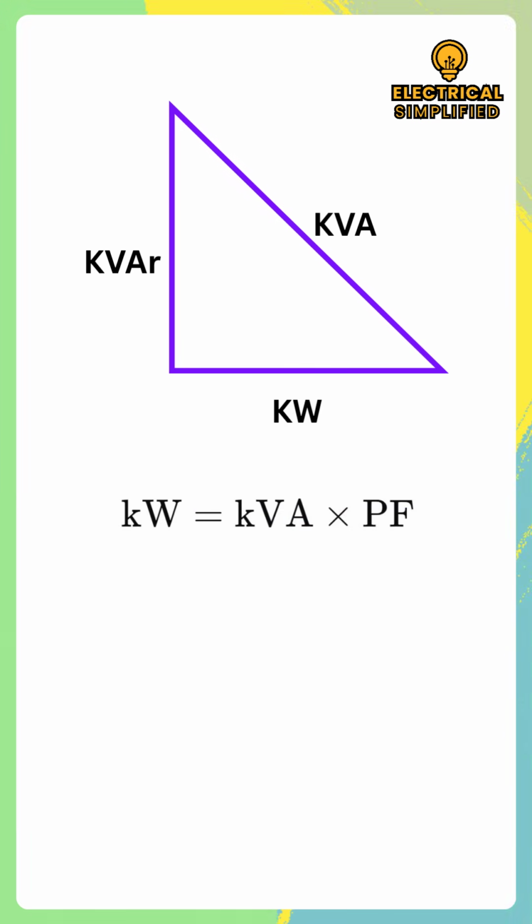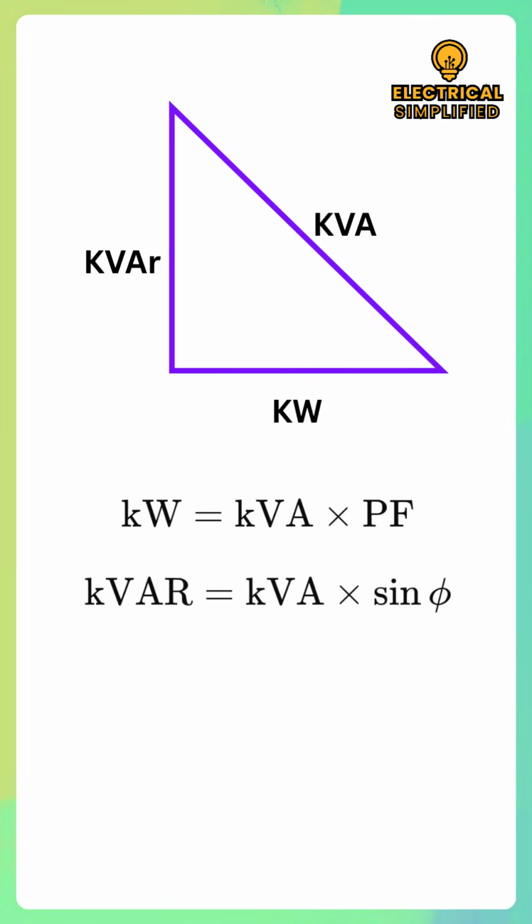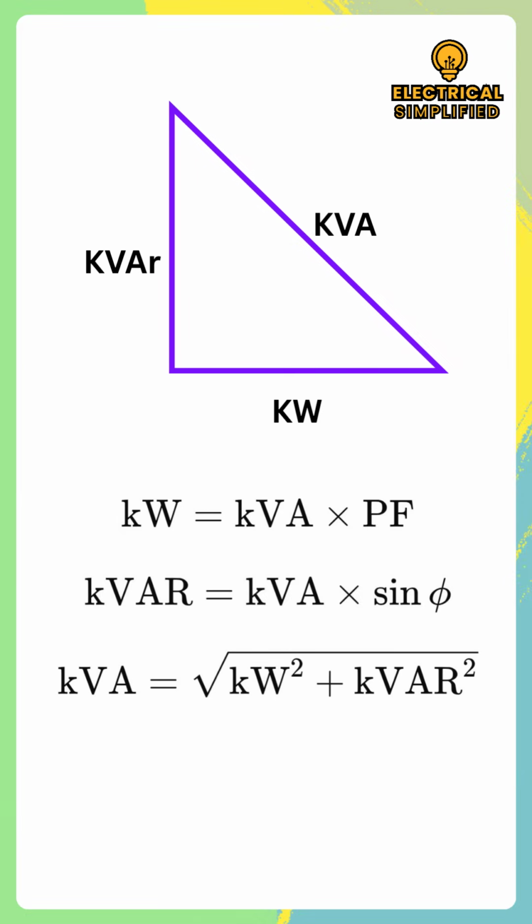To summarize, real power equals apparent power multiplied by power factor, reactive power equals apparent power multiplied by sine phi, and apparent power is the square root of the sum of squares of real and reactive power.